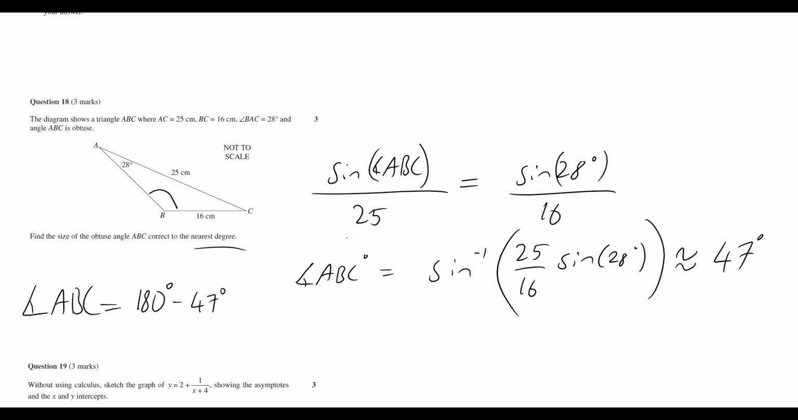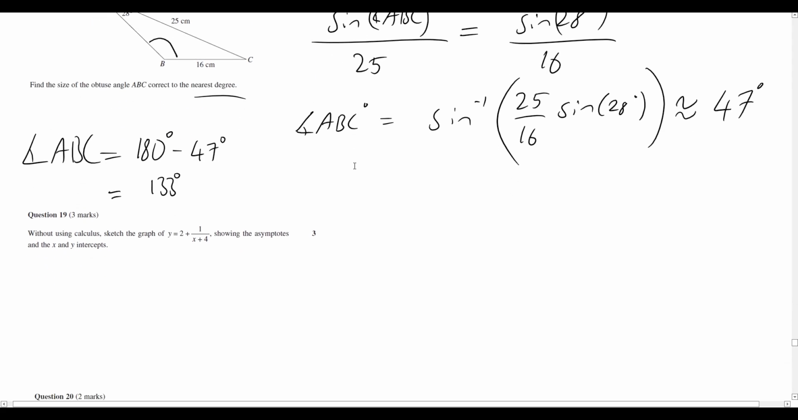Okay, so this is all coming back from your quadrants of, I believe, all stations to central, and it's a relationship between that and our sine rule, and there's similar relationships for your cosine rule. And so what we get now is an angle for ABC of 133 degrees. And there we are. So now on to question 19.